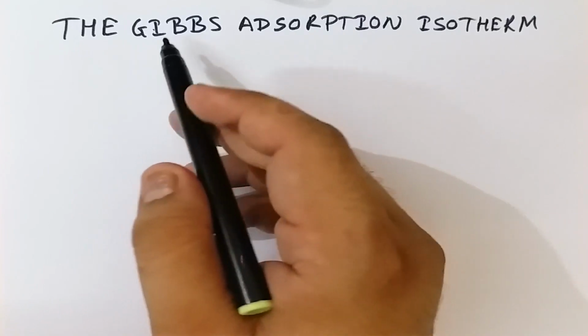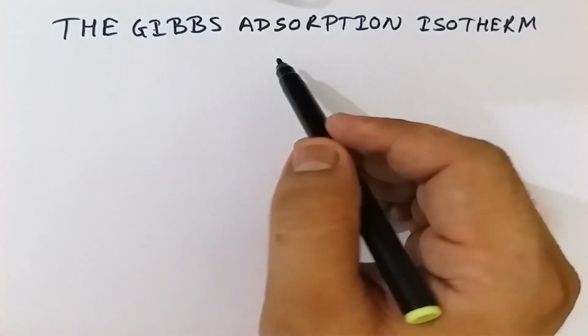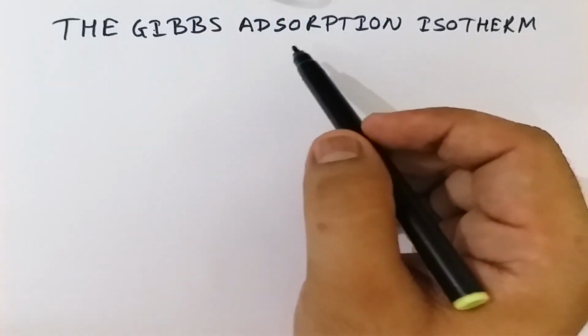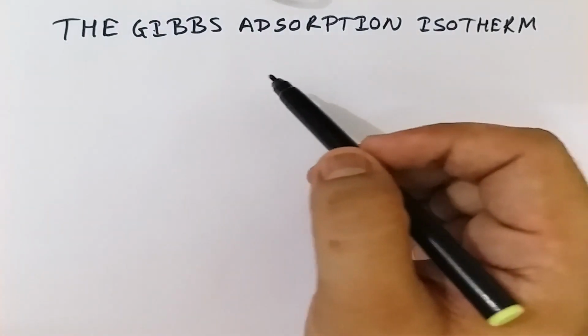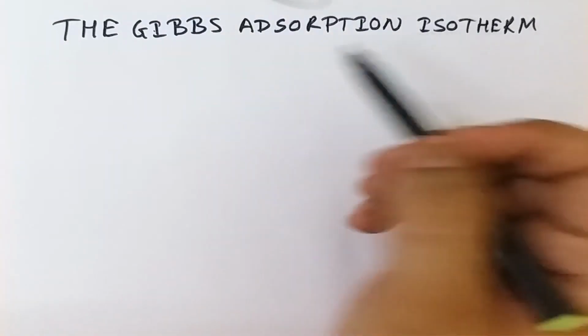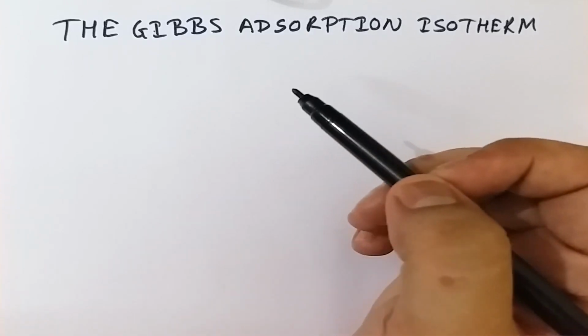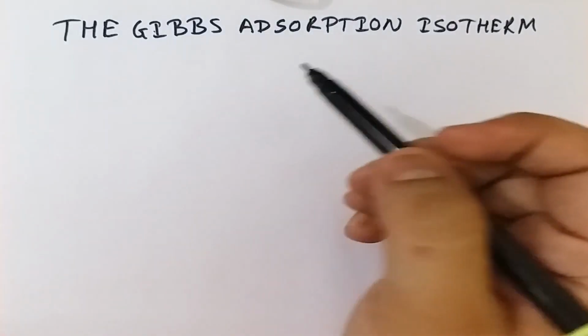Hey friends, welcome. Today we are going to discuss the Gibbs Adsorption Isotherm. Basically, this is a topic from surface chemistry, and there are a few more topics like the Freundlich Adsorption Isotherm. Then we have the Langmuir Adsorption Isotherm. Those are very basic things.